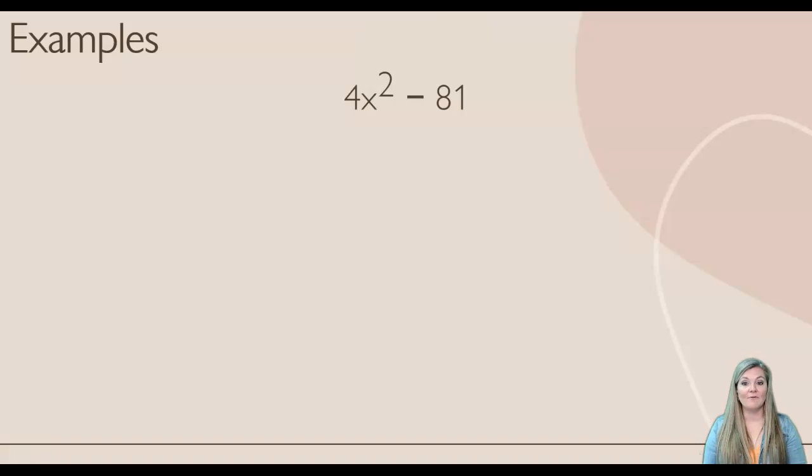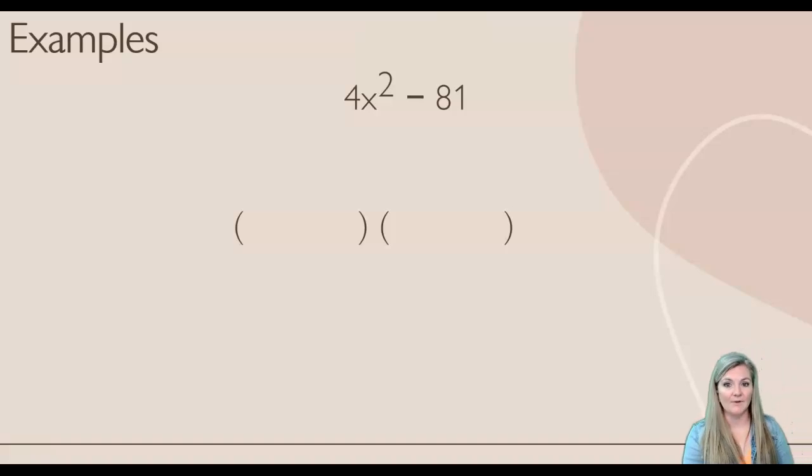Second example, 4x squared minus 81. 2 terms, minus in between. Great. 4x squared. First off, everything has to be perfect. So is 4 perfect? Yes. Is x squared perfect? Yes. So both the number in front, the coefficient, and the variable both need to be perfect in order to be able to use difference of squares. Minus in between, great, and 81 is perfect.